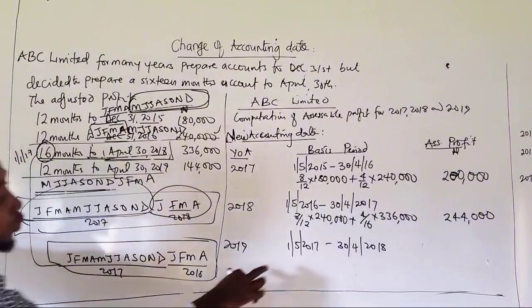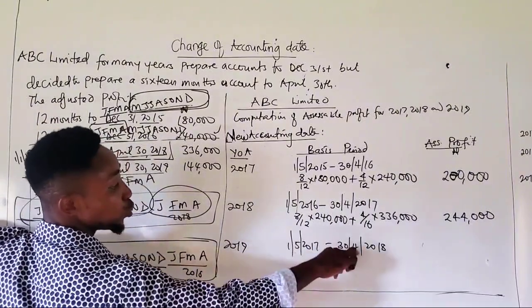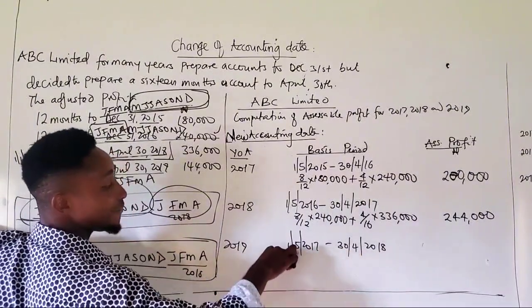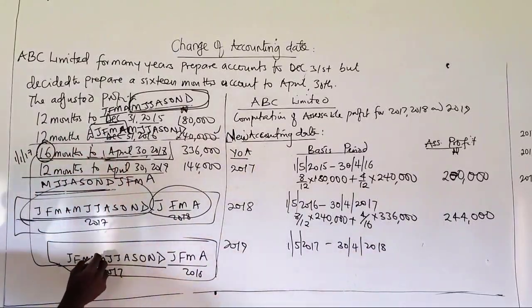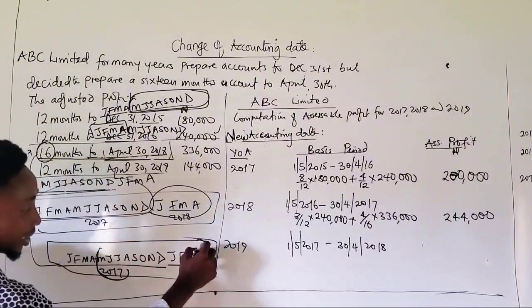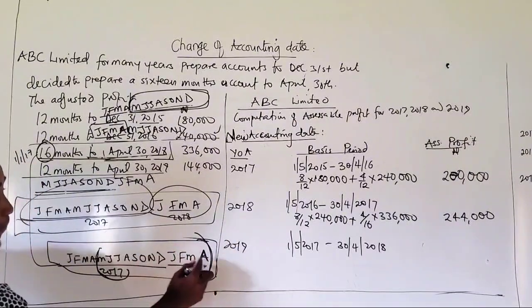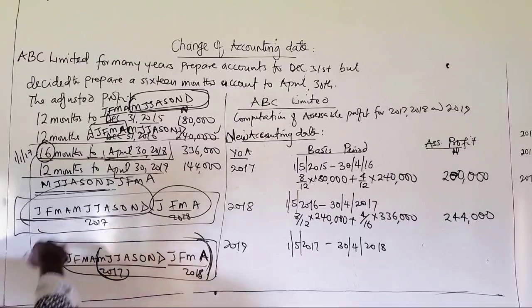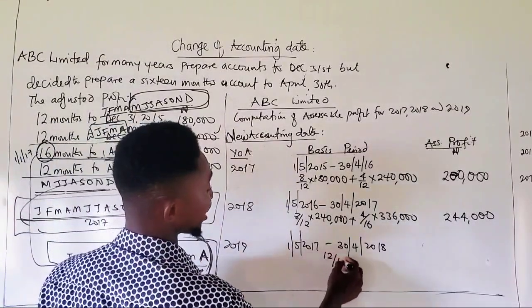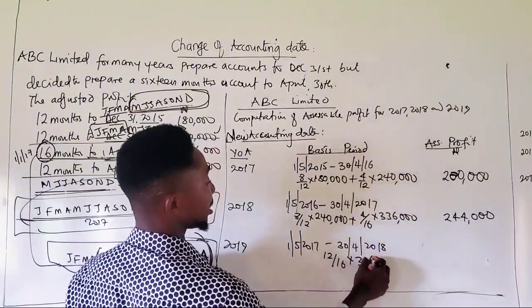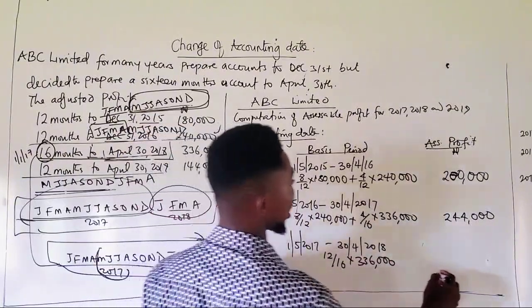And now we're looking for May 2017 to April 2018, which is from here. May 2017 to April 2018, the last date here. And this is a period of 12 months. Out of a total of how many months here? 16. So it becomes 12 over 16 times 336,000, and that's 252,000.